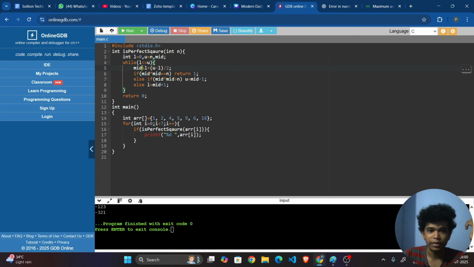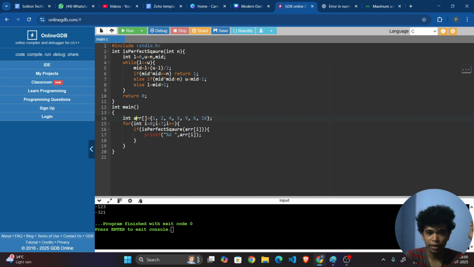So here I will be taking the midpoint. The midpoint is going to be L plus (U minus L) divided by 2. Now I am checking whether the current midpoint square is equal to the given number. Then I will return true, which means 1. If the square value is greater than n, then I make my upper limit mid minus 1. Else I make the lower limit mid plus 1. After finishing this entire loop, I return false, which is 0.